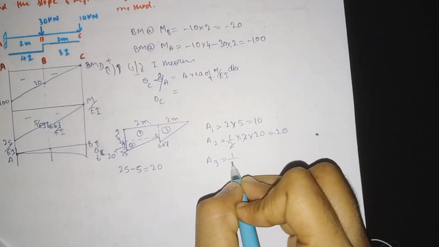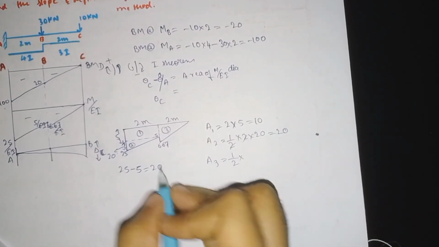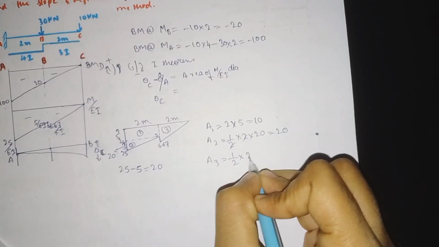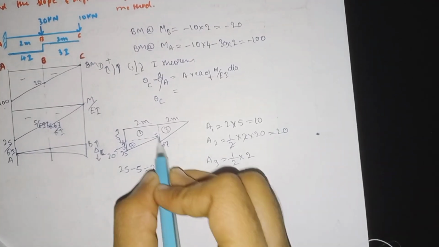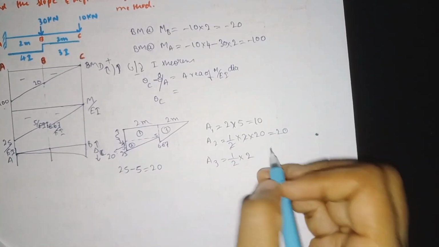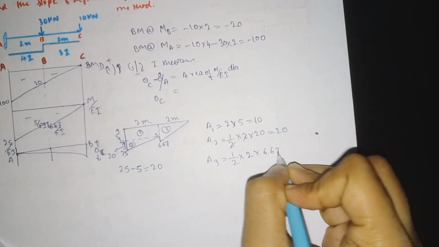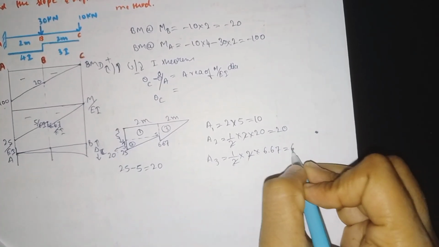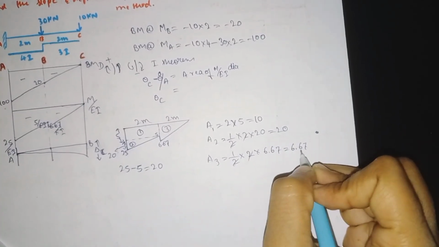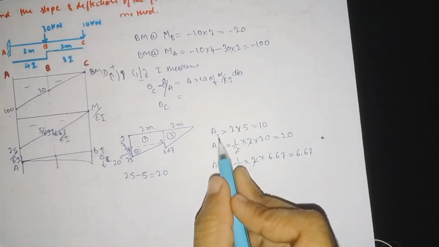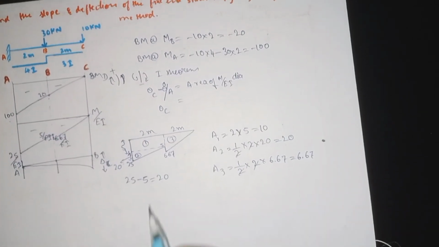And similarly for A3 we need to find. For that we have the same formula, half into length into height. Length is 2 meter, height is 6.67. If we do it, 2 will get cancelled. A3 will be 6.67. Now we got A1, A2, A3, the area of all these sections.